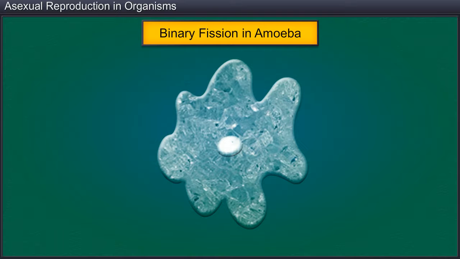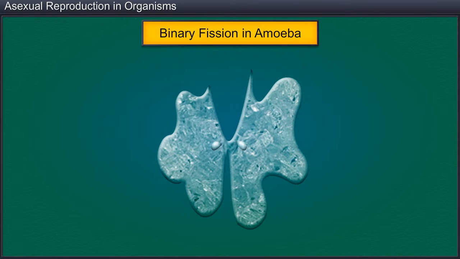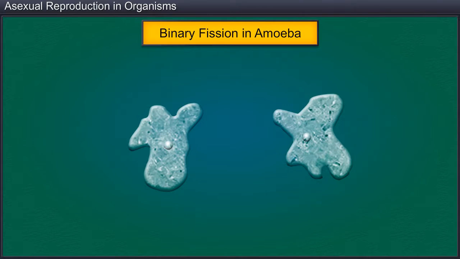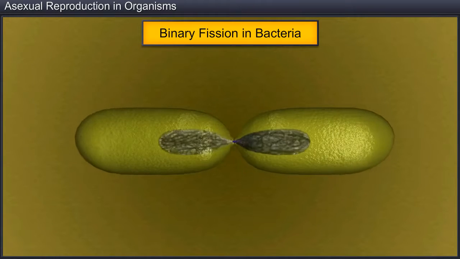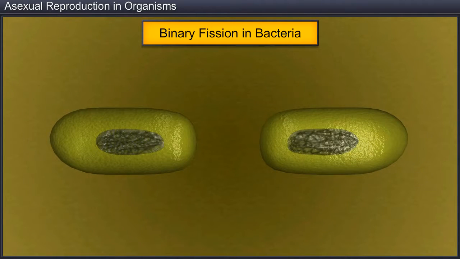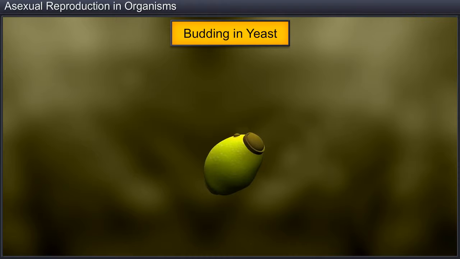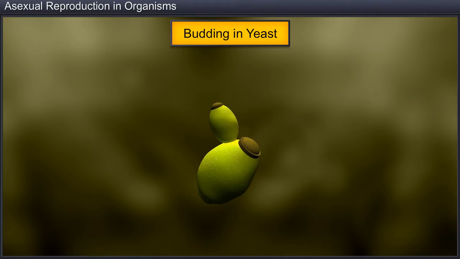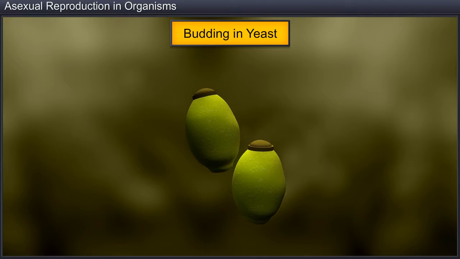The amoeba, for instance, reproduces by binary fission, where the parent cell divides into two halves and each half develops into a daughter cell. Likewise, bacteria too reproduce through binary fission. Yeast, on the other hand, reproduces through budding, where the parent cell produces small buds through mitosis. These buds initially remain attached to the parent cell and then separate to develop into new organisms.